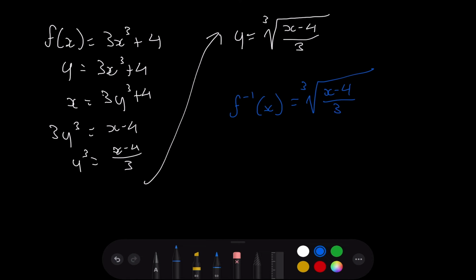And that is simply the first example, and as I stated before, this inverse function would simply be a reflection of the parent function on the axis of y is equal to x.